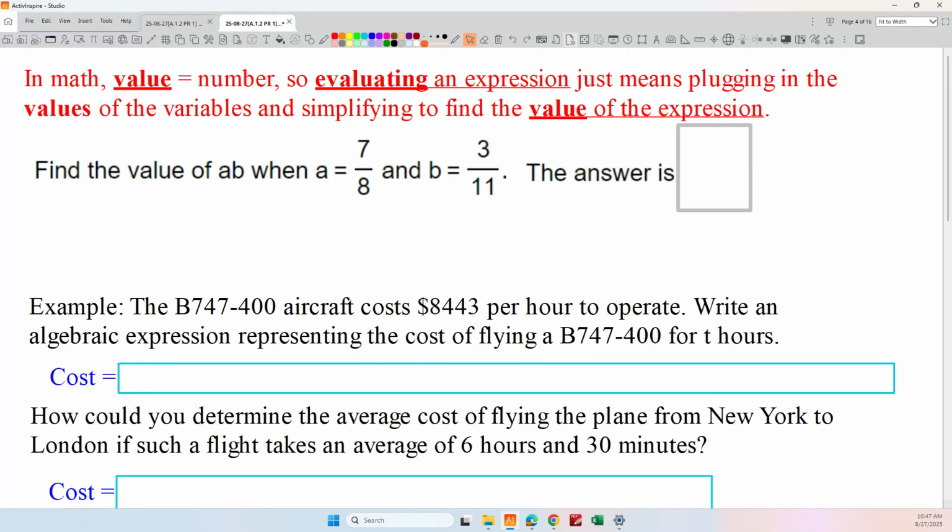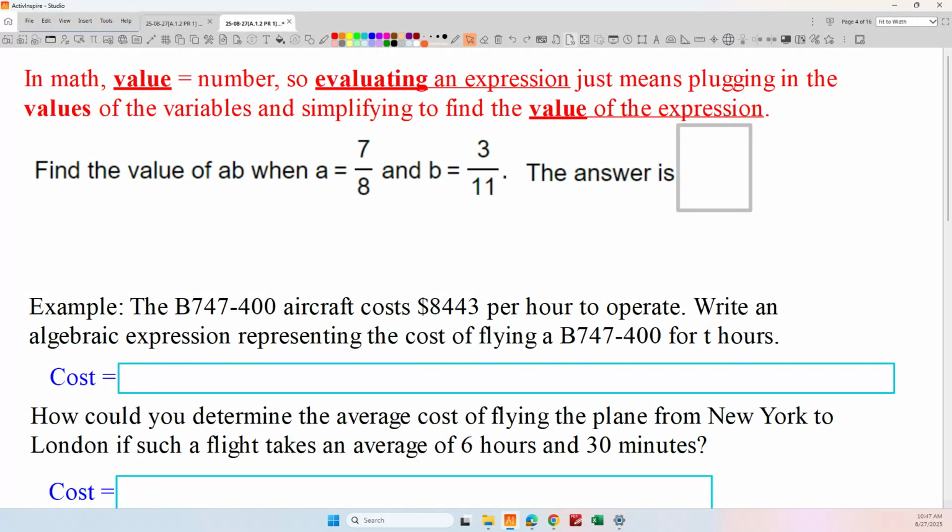In math, value means number. And so when we talk about evaluating an expression, it means we're plugging in numbers and figuring out what numbers we get back, right? We're plugging in input values and figuring out what the output value is. So how would I do this? It says find the value of AB. So what does that mean if I put two things next to each other in math? Multiplied. Okay, good. So find the value of AB or A times B when A equals 7/8 and B equals 3/11. How would I do this problem? How would I evaluate this?